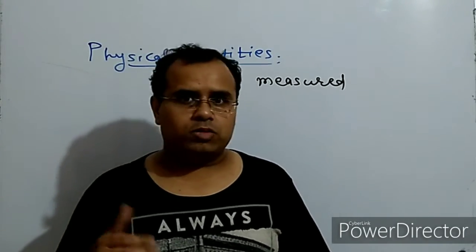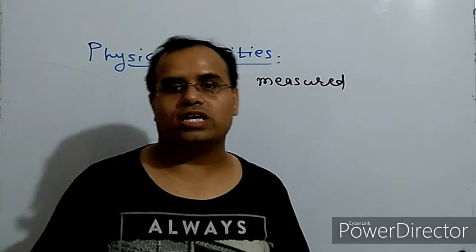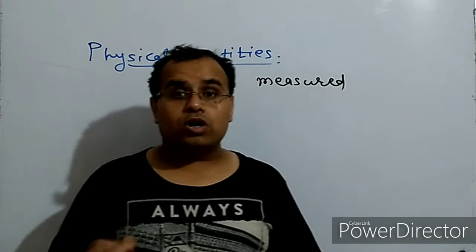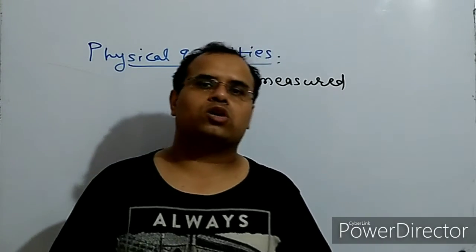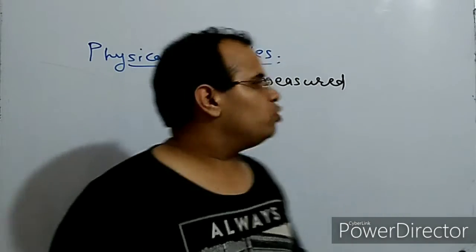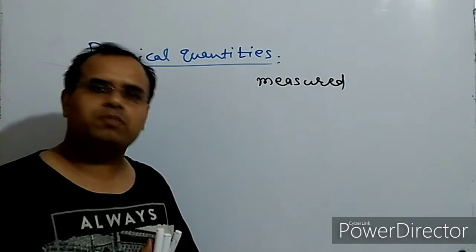For example, can you measure honesty? Certainly not. You can't say that someone is 2 kg honest. Why? Because it is not a measurable quantity, and that's why it is not a physical quantity. So physical quantities are the quantities which can be measured.